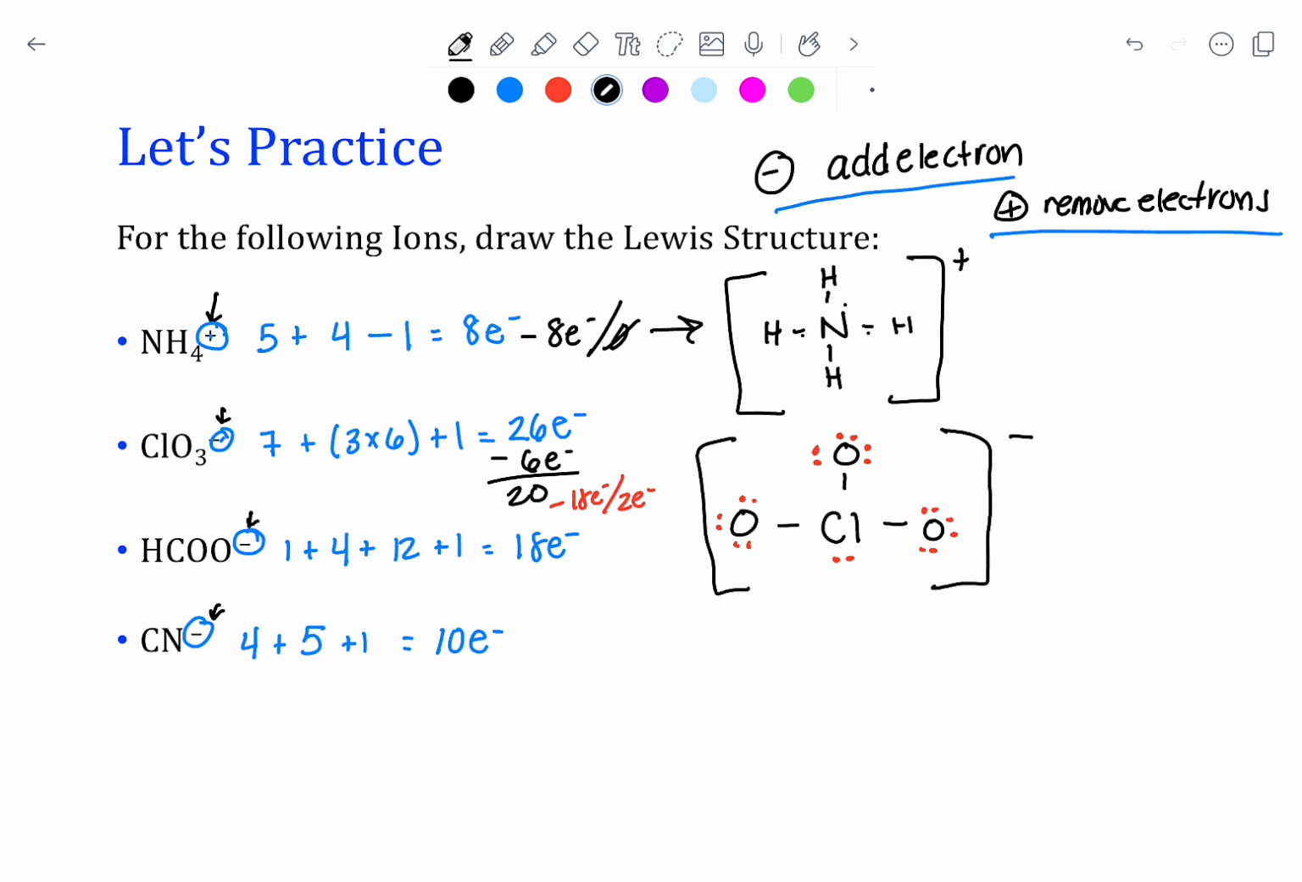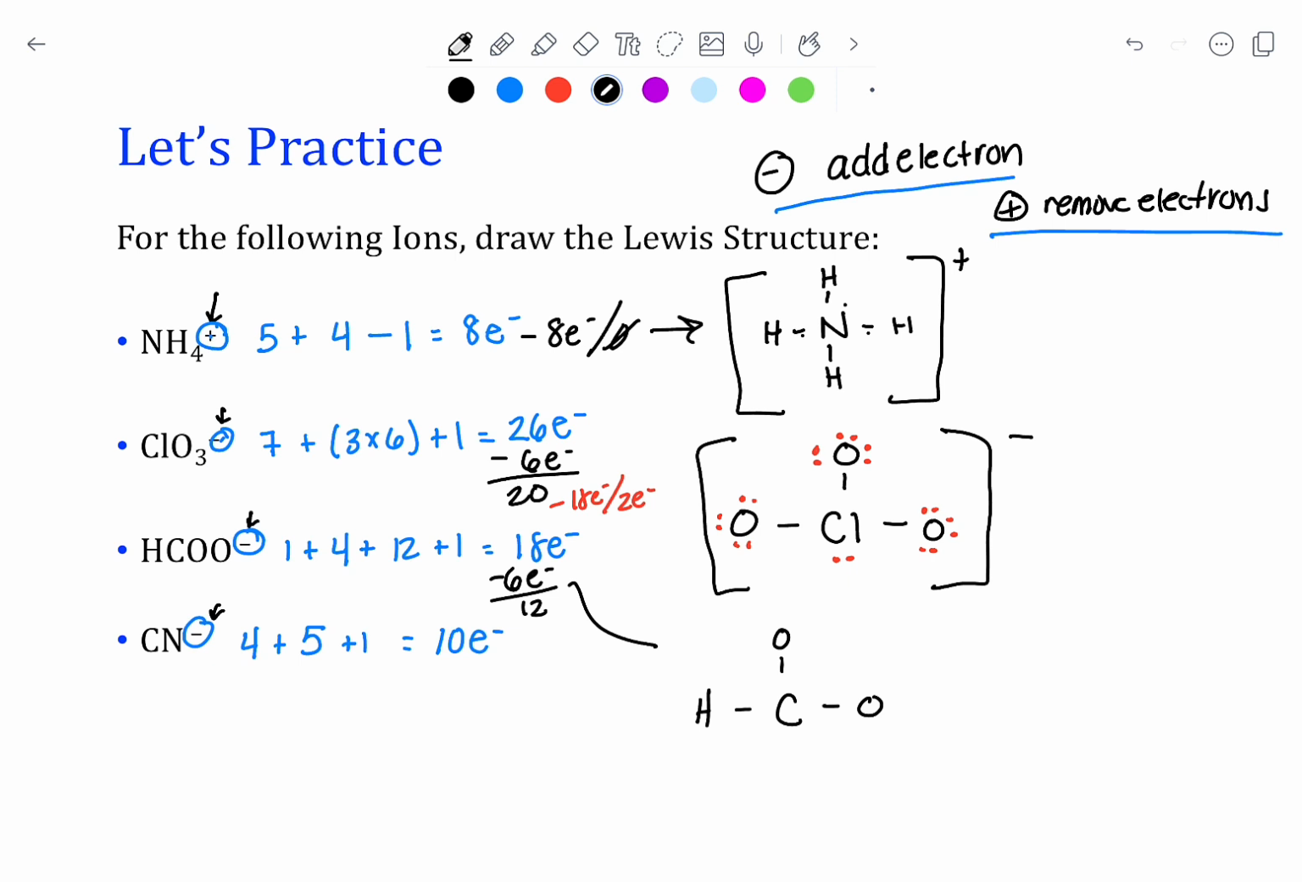So we're following the same steps that we did in all of our previous Lewis structures, except now we are going to be representing our charge with brackets. Okay, next up we have HCOO. Here, hydrogen cannot be central. Carbon is going to be central, so it's the one that comes after the hydrogen. That's going to be surrounded by oxygens and a hydrogen. So I've used up 6 electrons to do that.